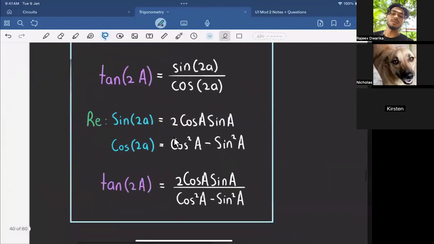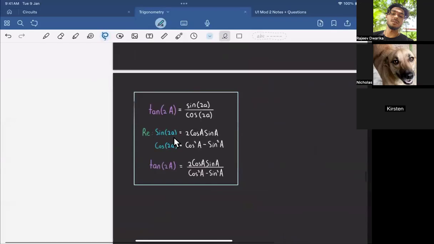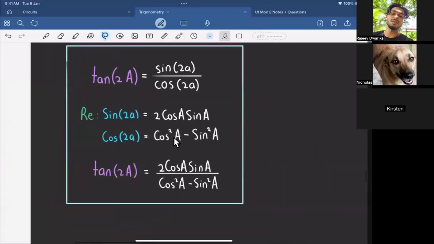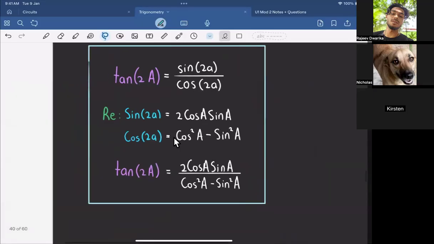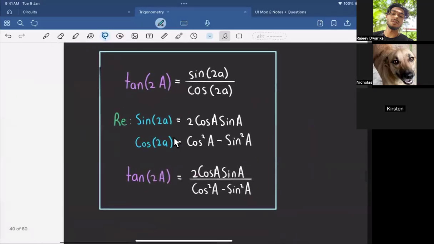Okay, and this is something you should know as well. You should probably know this, right? So copy this down. Nicholas, remember the question I gave you to try at the start of class? tan 2A is sine 2A over cos 2A. So you all could copy that down.